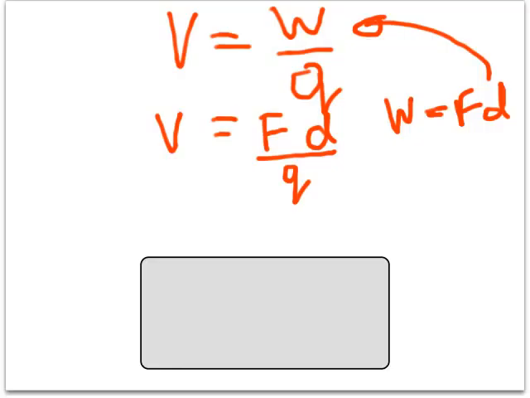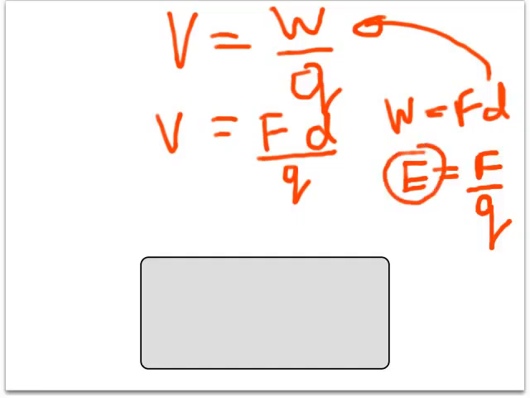Now you might see something quite interesting here. That's the F divided by Q. That's what we've looked at earlier. That is the formula for electric field strength, the defining formula. So let's put those values in. Put the letter E in for F over Q, and then you get V equals E D. Well, let's rearrange this.